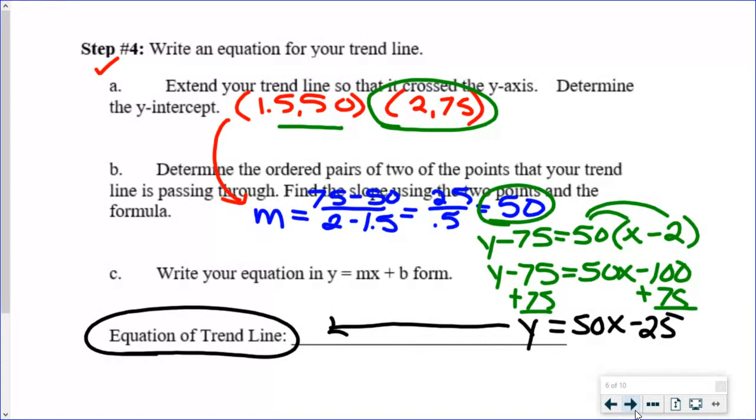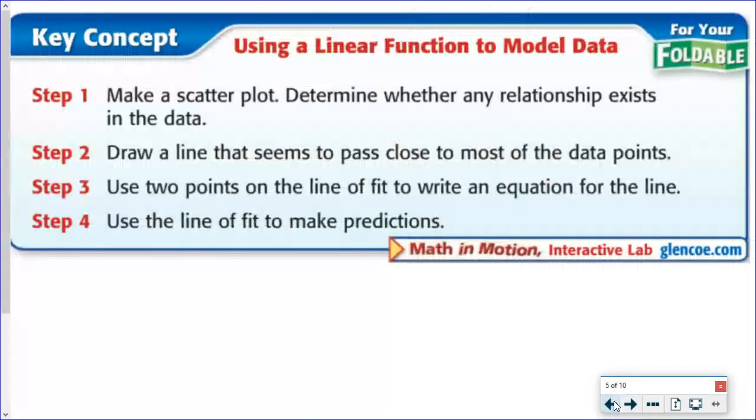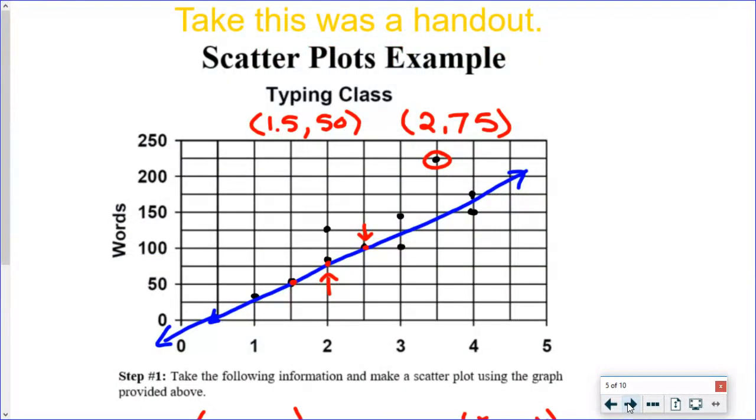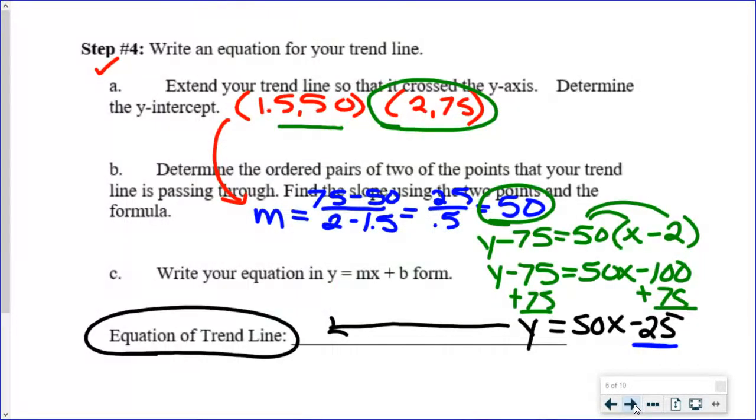Now I'm going to back up just for a minute and look. My y-intercept is negative 25. Is it going through around negative 25 here? Yes, it is. So I know that's a good trend line, and my slope is positive. So that was step 4.